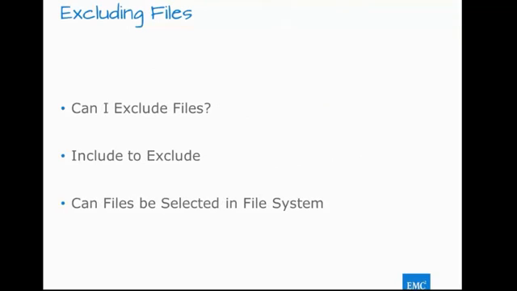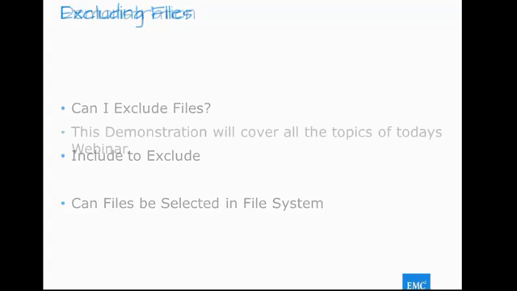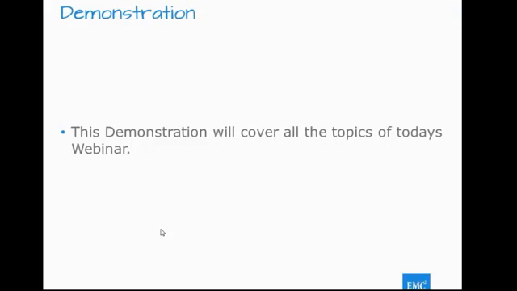So in terms of excluding files, as I mentioned a while ago, can you exclude files? Of course, yes, we can. We can exclude files if we don't want them to be backed up. To create that exclusion rule, we do what is known in our support teams as an include to exclude. Basically that means that you include everything you want in a backup set and you exclude that backup set from backup. And what we're going to do now in the walkthrough is go through the backup set and the file system tab and show you the selection options there.